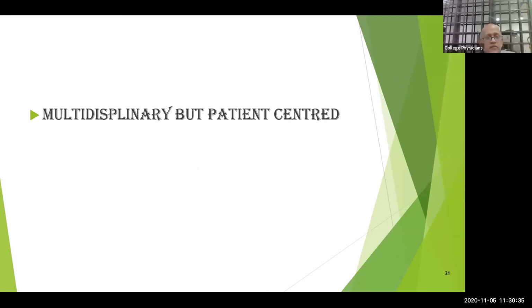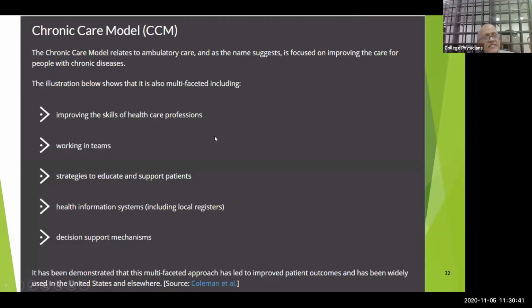So again, I repeat it, multidisciplinary care, but patient-centered, taken care of by one particular person, and most probably it would be the primary care doctor. So in that context, I'd like to introduce a thing called the chronic care model, which you will also do in detail during the course, where it refers to ways to improve care in patients with chronic diseases, one of which is diabetes.